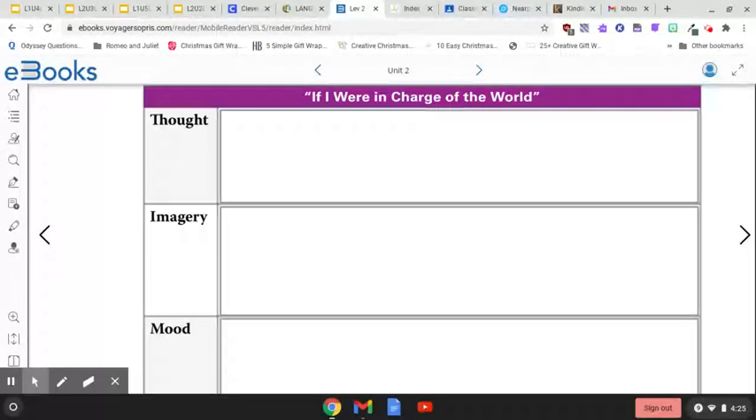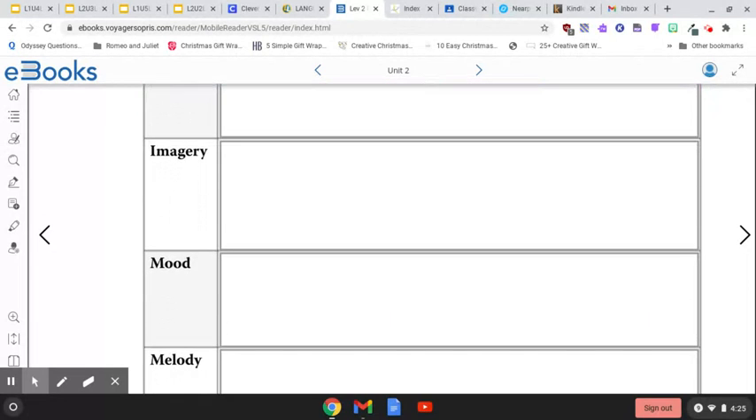What does the poet want us to take away from this poem? I want you to write those ideas in the thought row. Now think about imagery. The poet doesn't use a tremendous number of adjectives or descriptors, and yet creates vivid imagery. How does she do that? What is the mood of the poem? Is it serious, gloomy, humorous? I want you to go ahead and jot down your ideas for both imagery and mood.